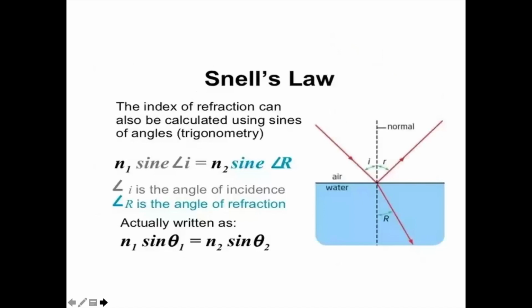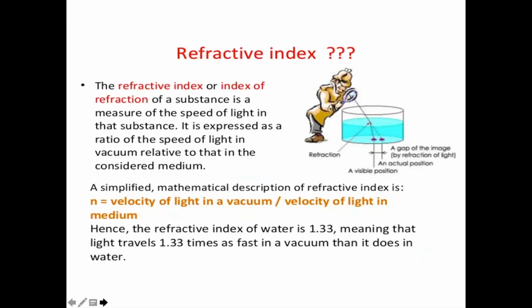Snell's law: the ratio of sine of angle of incidence to sine of angle of refraction is constant. What is refractive index? The refractive index of a substance is the measure of the speed of light in that substance. It is expressed as the ratio of speed of light in vacuum to that in the considered medium. So refractive index, eta, n, is equal to velocity of light in vacuum upon velocity of light in the particular medium.